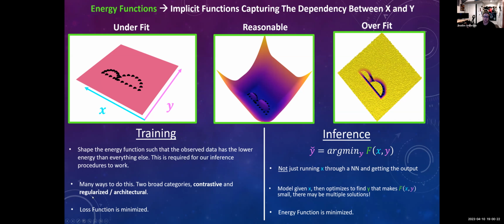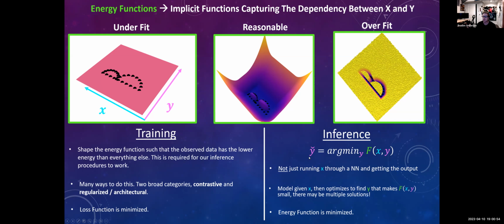Another method is called regularized or architectural methods, where you don't actually push up on anything. All we're going to do is pull down on the correct answer, but we're also going to have some sort of way to limit the amount of space that's allowed to take low energy. And that way, when we pull down on the correct answer, we effectively are pushing up the energy of everything else. So at inference time now, we're going to be looking for Y check. It's Y check because it has that kind of downward V to it.